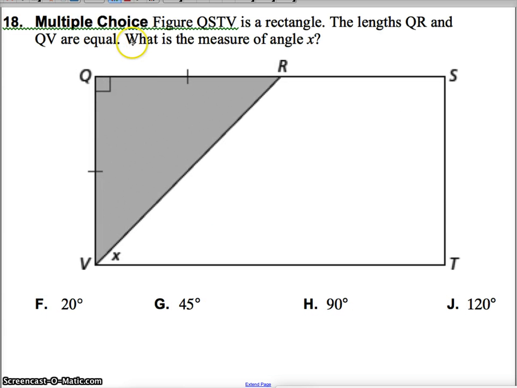Okay, 18 says, multiple choice, figure QSTV is a rectangle. The lengths of QR and QV are equal. What is the measure of angle X? Okay, well, it says that this is a rectangle. So everything here is 90 degrees. So this one is a portion of 90 degrees. All of these are 90.